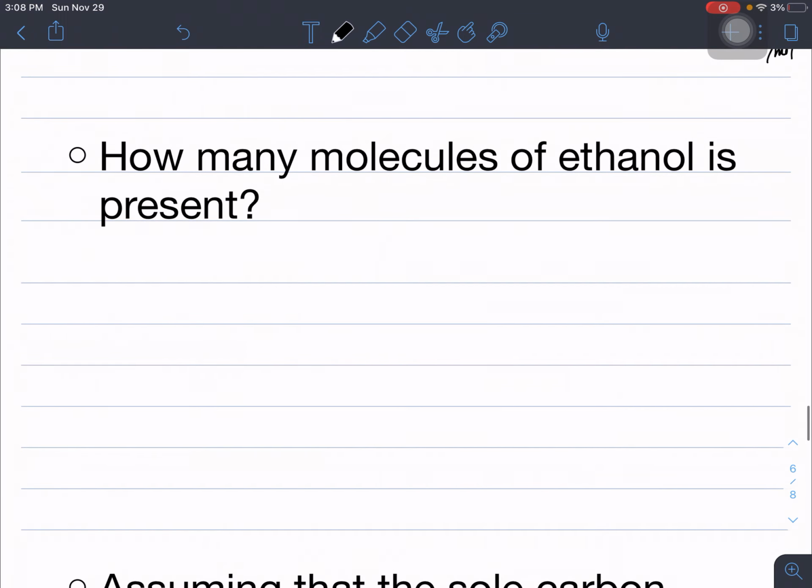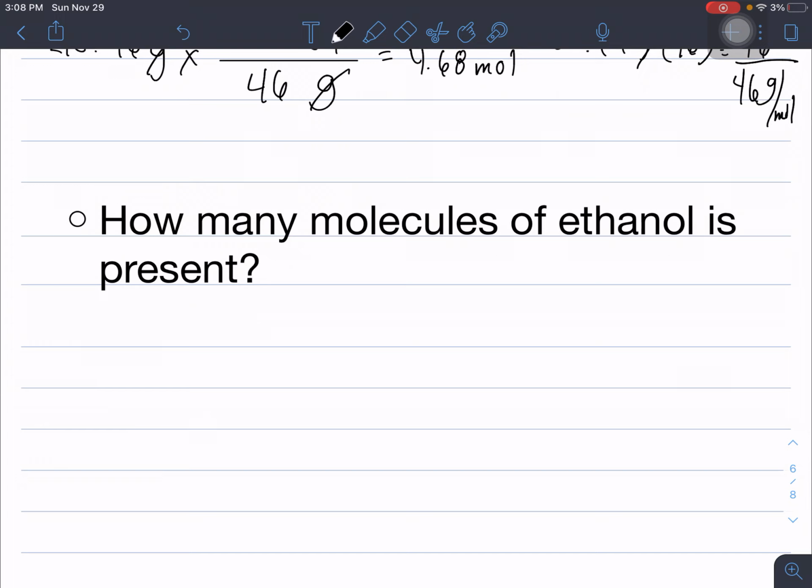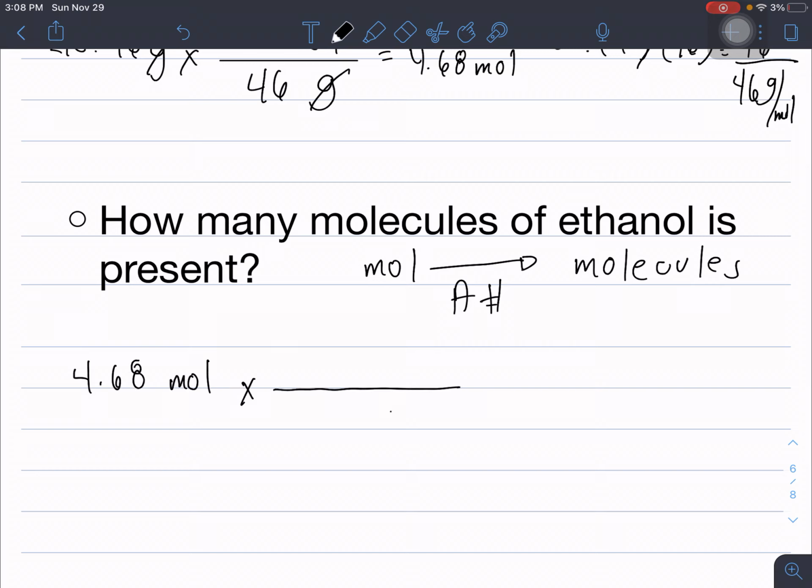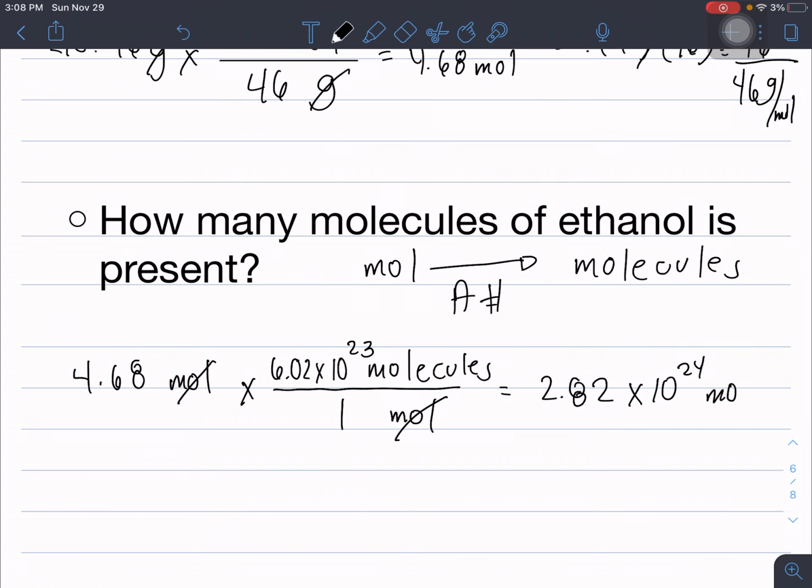Now we would like to identify how many molecules of ethanol are present. So we already found out the number of moles. Now we would like to convert these moles to molecules of ethanol. In order for us to convert moles to molecules, we will be needing the Avogadro's number. So 4.68 moles multiplied by mole at the bottom for them to be cancelled out, and molecules at the numerator. In every 1 mole, there are 6.02 times 10 raised to 23. So this will be 2.82 times 10 raised to 24 molecules of ethanol.